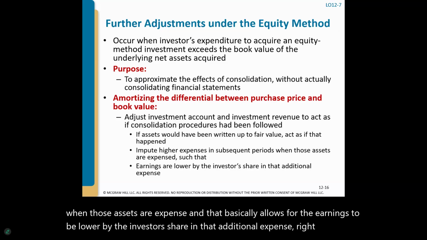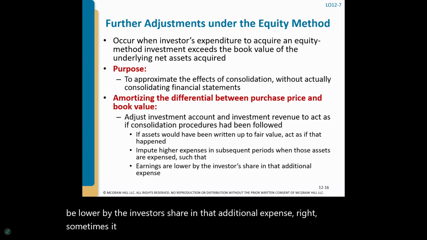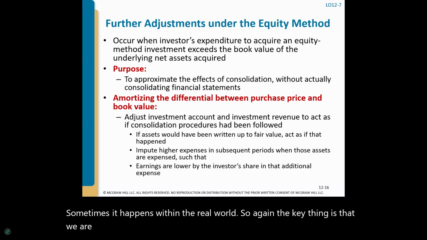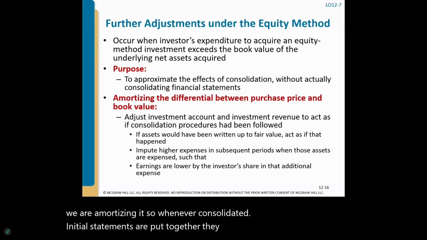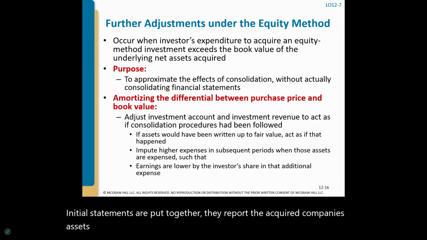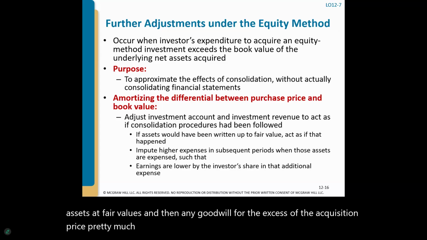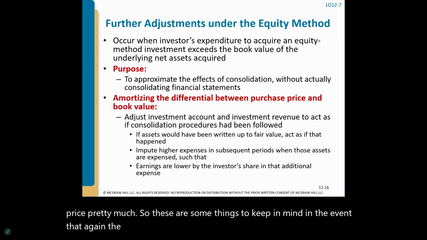Sometimes it happens within the real world. So again, the key thing is that we are amortizing it. Whenever consolidated financial statements are put together, they report the acquired company's assets at fair values and then any goodwill for the excess of the acquisition price. So these are some things to keep in mind in the event that, again, the purchase price is more than the book value.